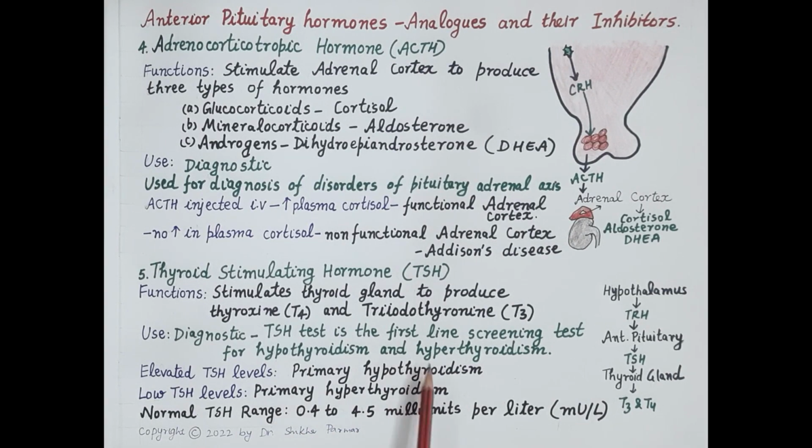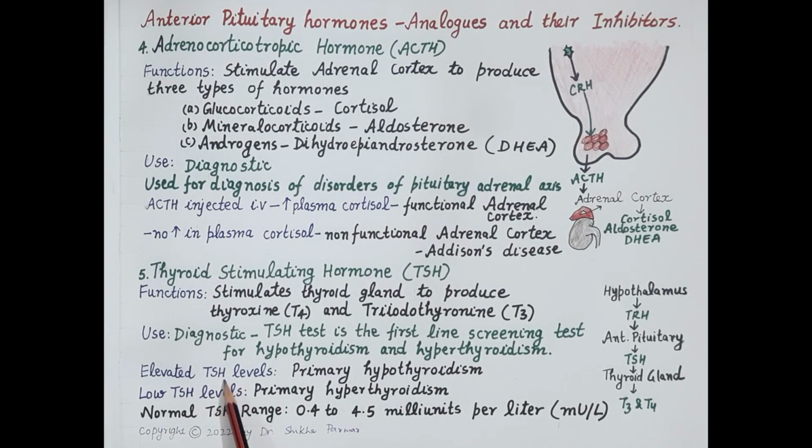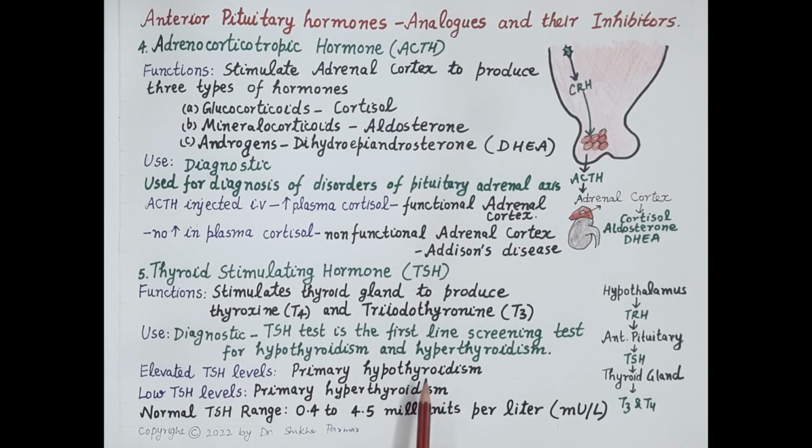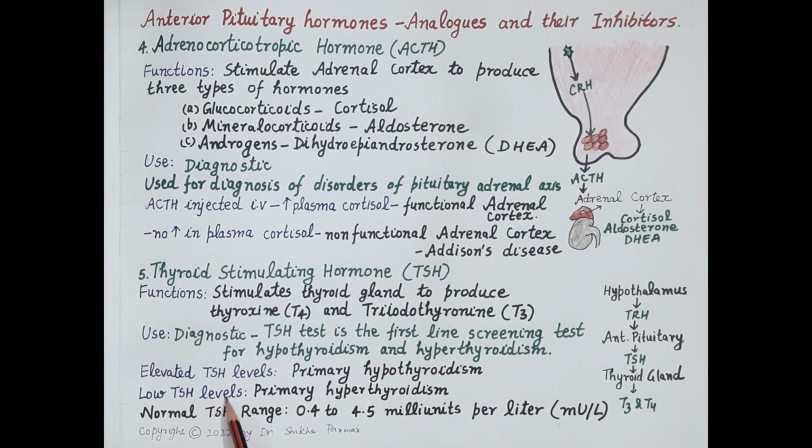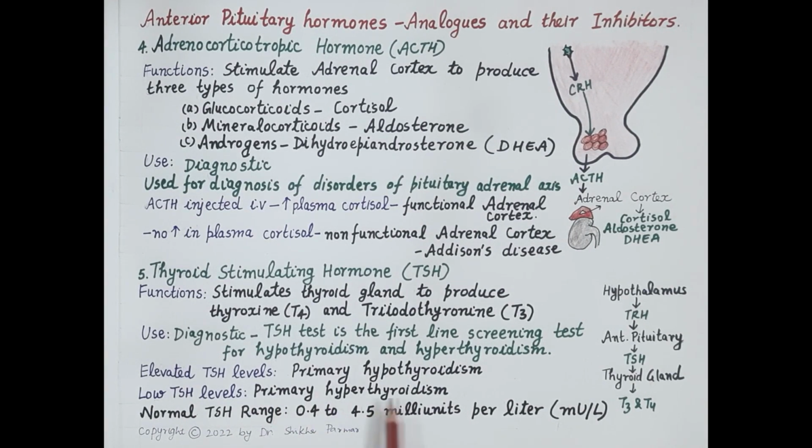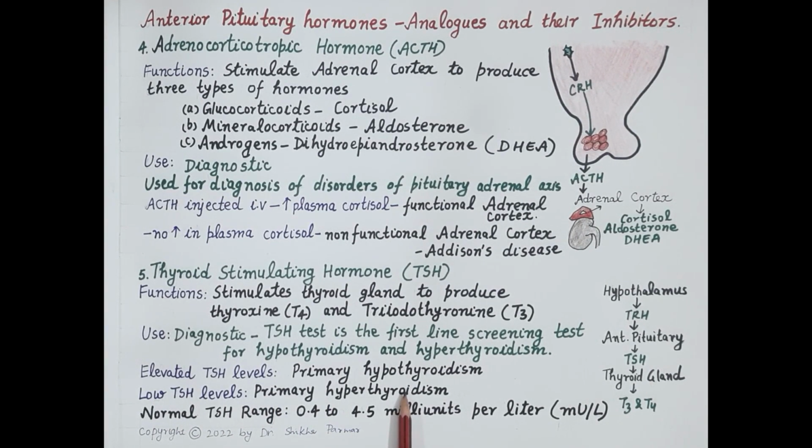Now during hypothyroidism, T3 and T4 levels fall. So reduced T3 and T4 stimulate increased secretion of TSH. So elevated TSH levels indicate primary hypothyroidism. Similarly, reduced or low TSH levels indicate primary hyperthyroidism. So this is in brief a summary on anterior pituitary hormones, their analogues and inhibitors.